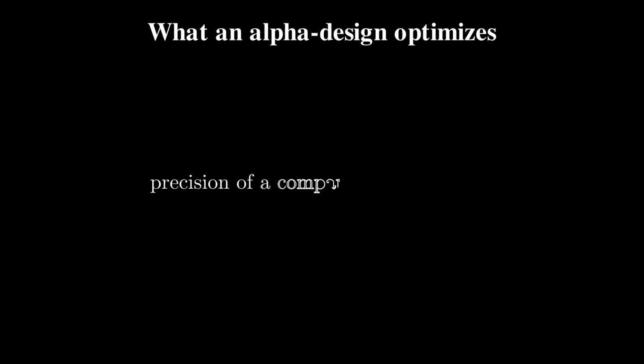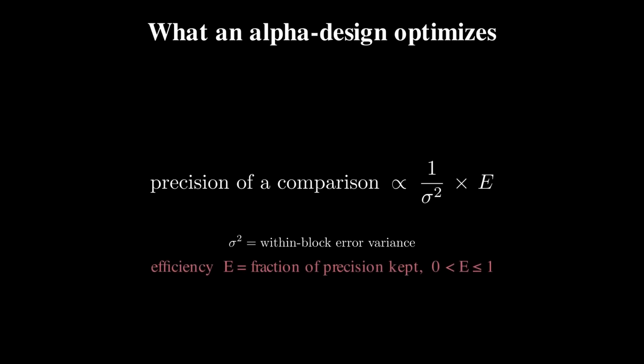But there is a catch. Varieties in different blocks are not compared directly, so some information is lost. Precision depends on two things: the within-block variance sigma squared, and the efficiency, E. The block size sets the within-block variance, and that is the experimenter's choice. The efficiency factor, E, between 0 and 1, is the fraction of comparison precision you keep despite the blocking.